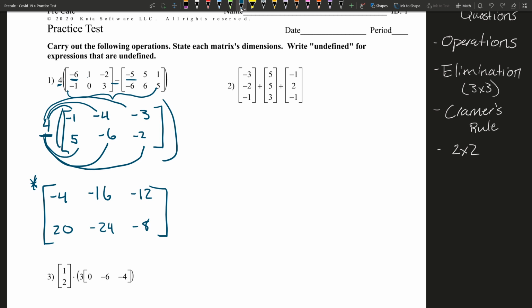For number 2, I would still expect to see 2 different steps. Do the first 2 first, and then do the third. Obviously, your test is not going to look exactly like this. These problems will be slightly different. But the general rule is every operation you see, show a step. So if we're just doing that inside the box, it's -3 plus 5, that's -2. -2 plus 5, that's 3. -1 plus 3, that's 2.